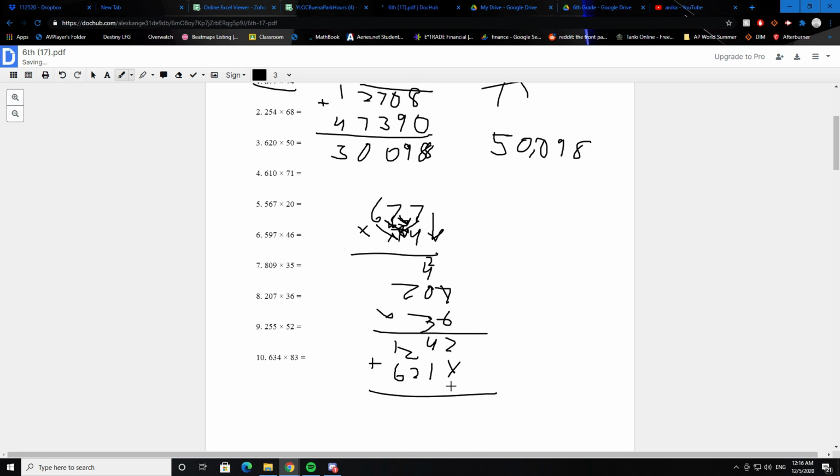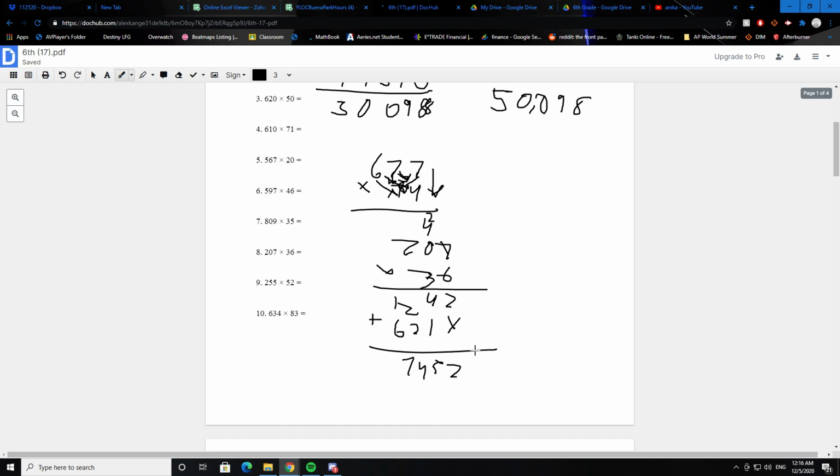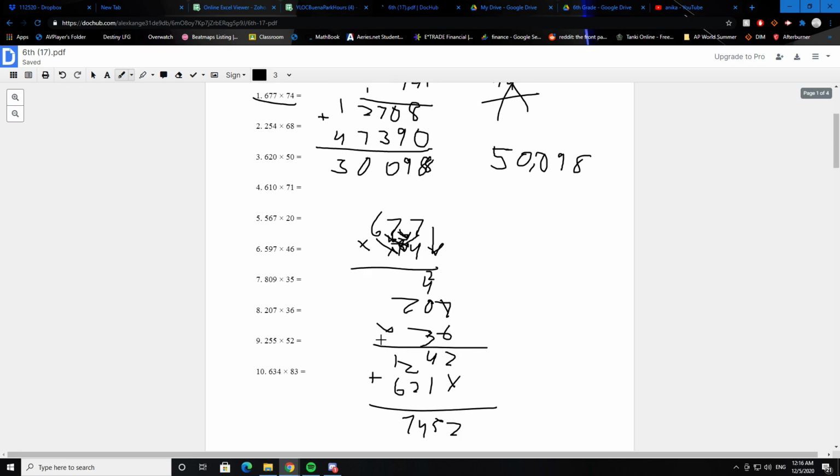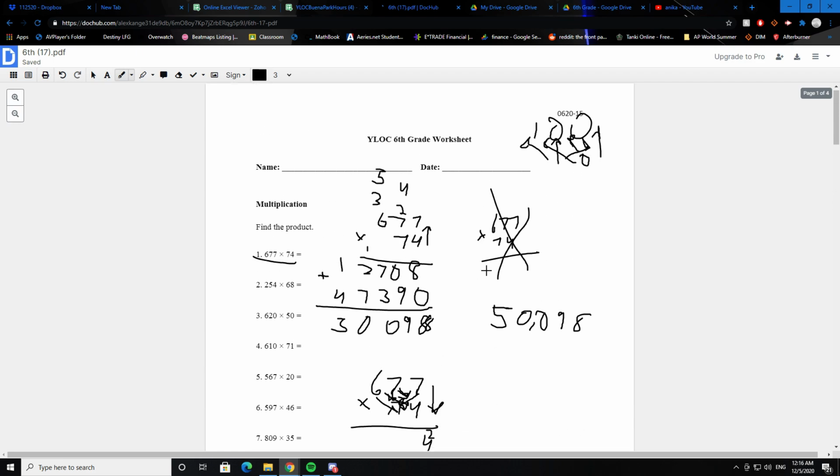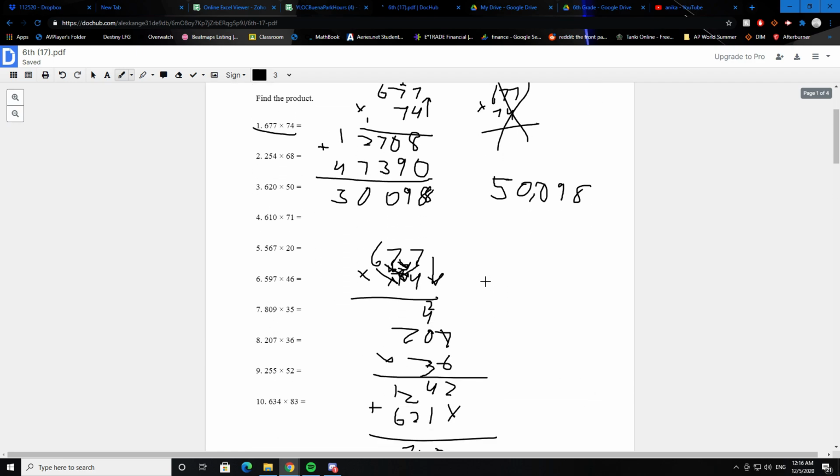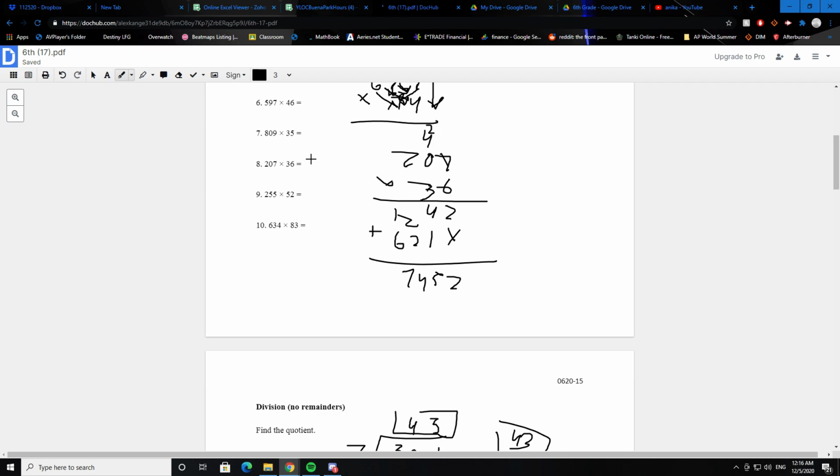So 2 plus nothing, it's just 2. 4 plus 1 is 5. 2 plus 2 is 4. And 1 plus 6 is 7. And this is how you do this. It's not that difficult. You guys really shouldn't have too much trouble doing this. But the answer is 2,452.